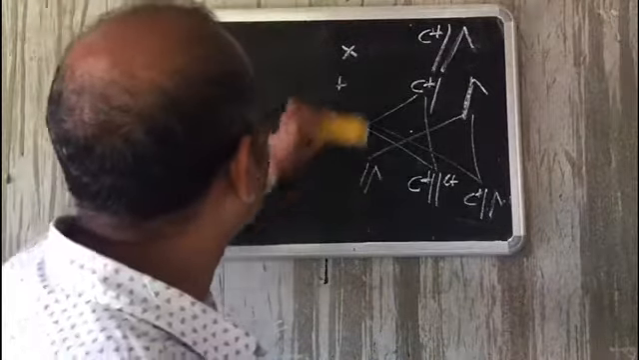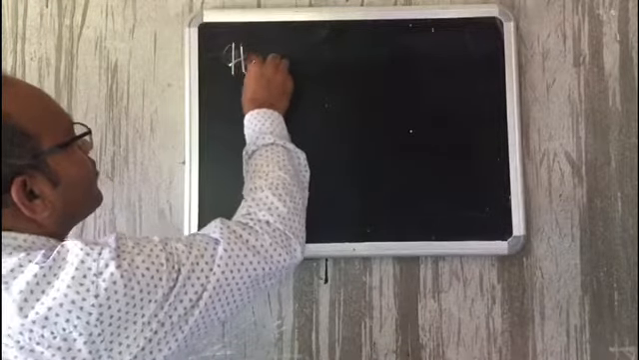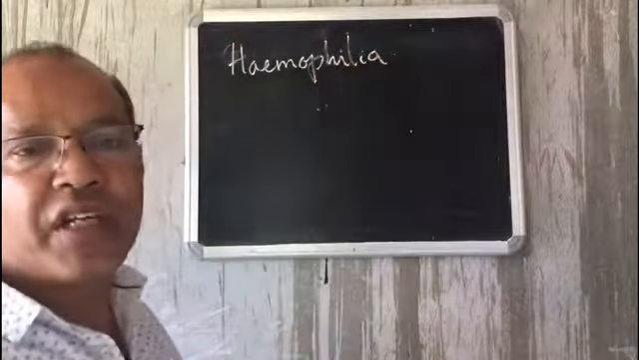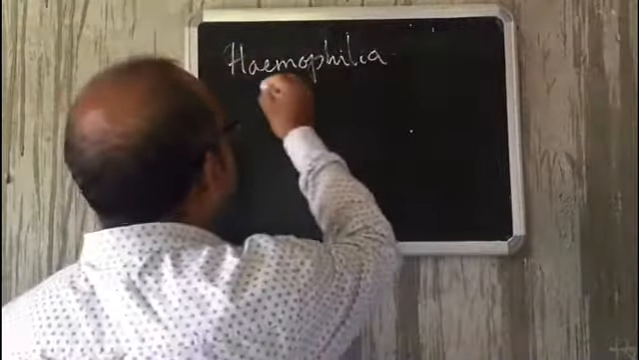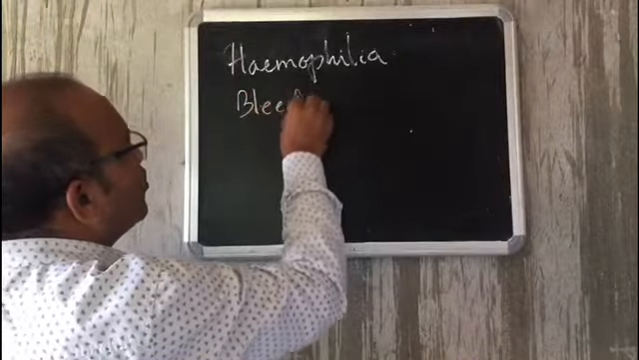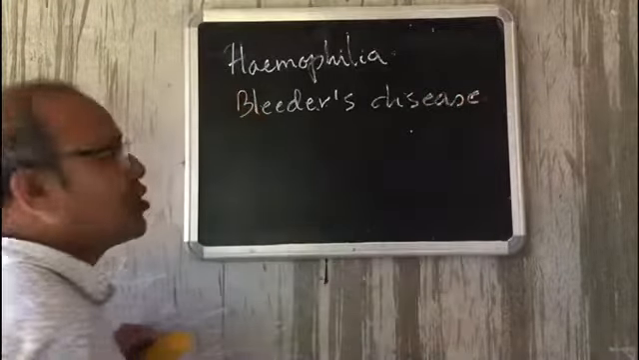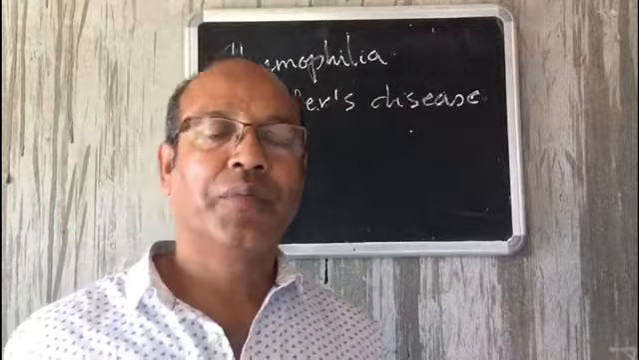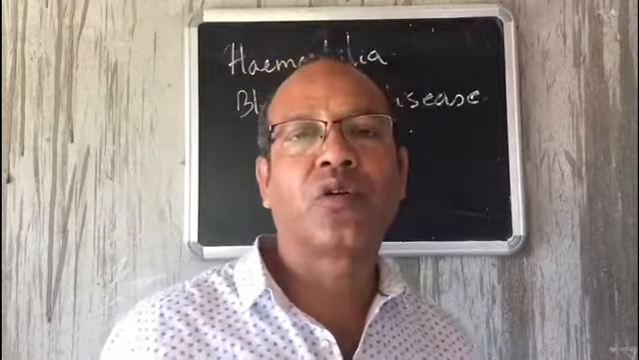Now we go on to the other case study, another sex-linked disease which is called hemophilia. Hemophilia is also known as the bleeder's disease. As the name suggests, it is called bleeder's disease because a person dies due to excessive loss of blood, because the blood fails to clot. And this particular disease was first detected in the royal family of England.